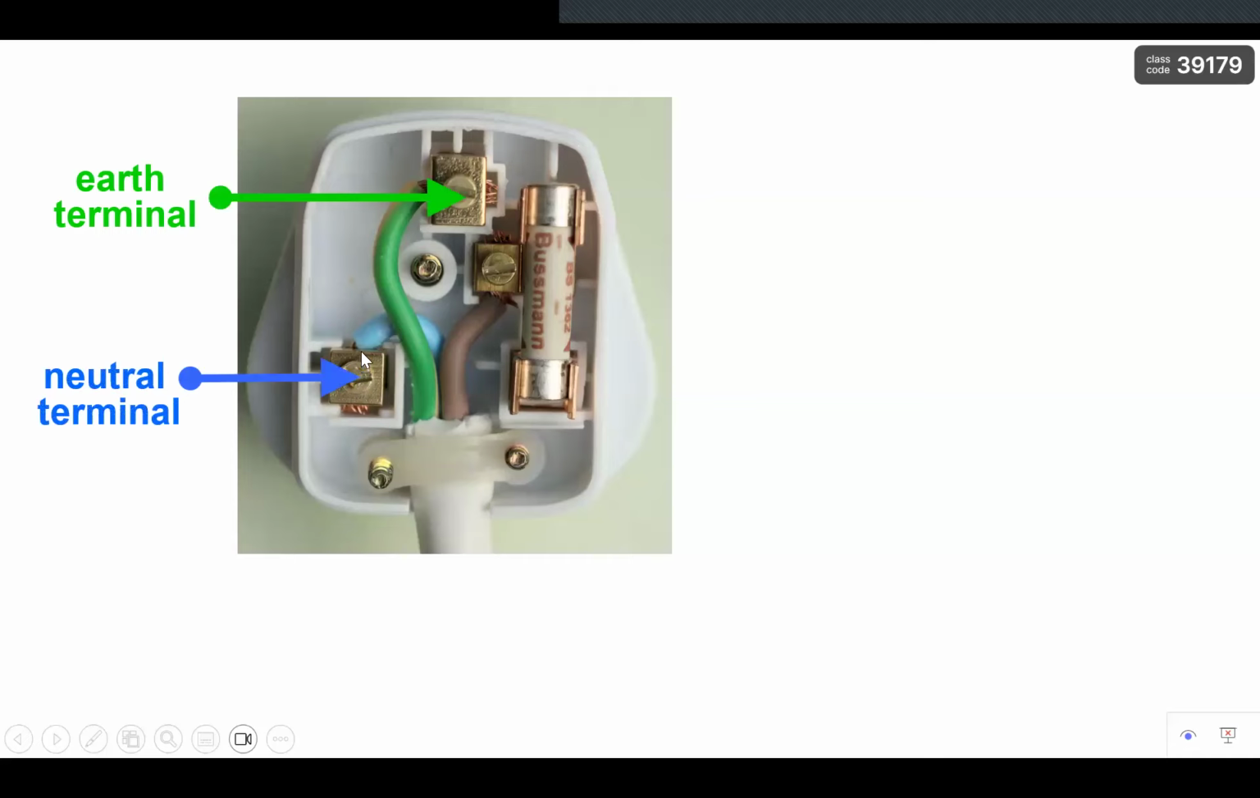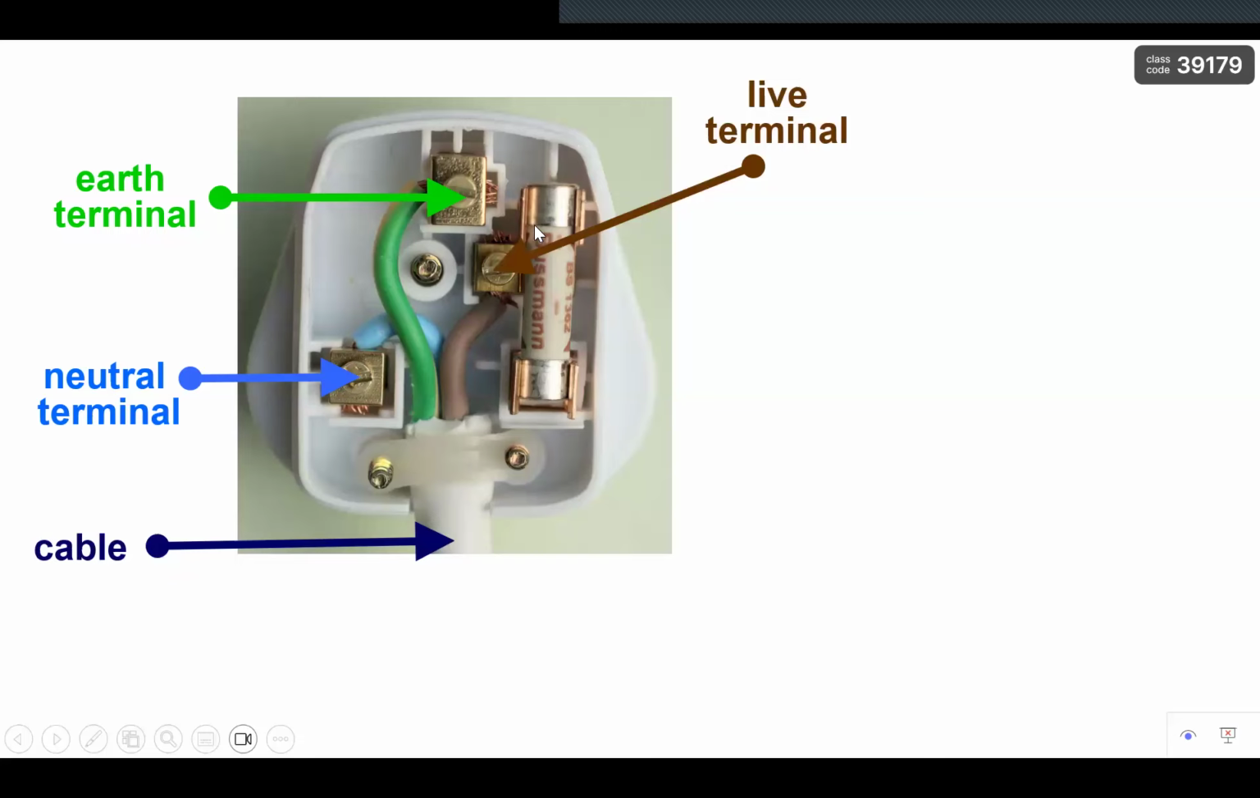How do I know it's the neutral terminal? Because there is the presence of this thing over here, which is called the fuse. The fuse is always connected to the live terminal. Okay, a fuse is a safety device. All safety devices are always fitted onto the live wire because the live wire is the dangerous wire with the high voltage. So this is the neutral terminal, and this is my live terminal with the fuse over here.